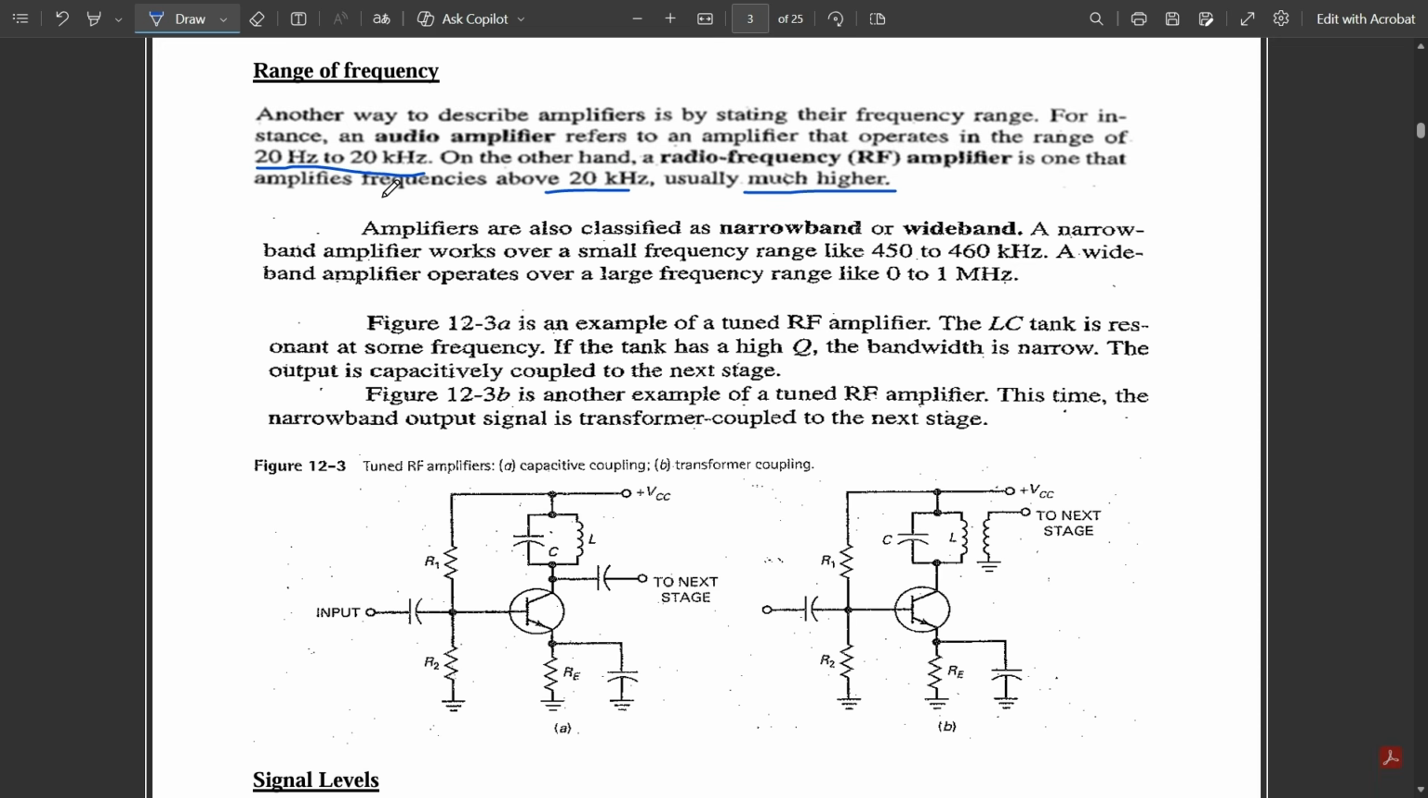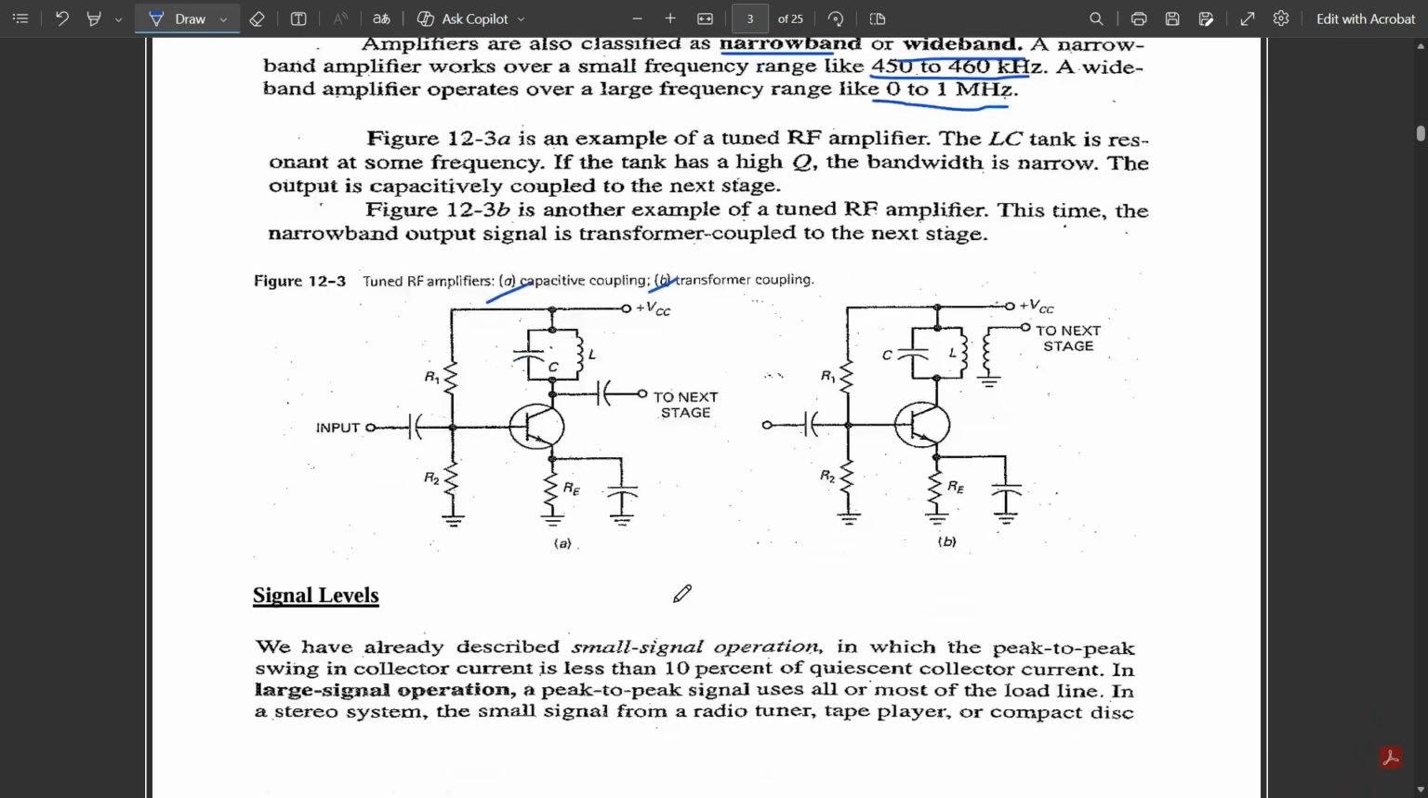Okay, amplifiers are also classified as narrow band and wide band. A narrowband amplifier works over a small frequency range, that is up to 450 to 460 kilohertz, and a wideband amplifier operates over a large frequency range, that is from 0 to 1 megahertz. Okay, so figure 12.3 A and B are examples of tuned RF amplifiers. Okay, so this shows with capacitive coupling and transformer coupling how the tuned radio frequency amplifiers are generated. With respect to input and next stage, you see here initially the VDP operation taking place.